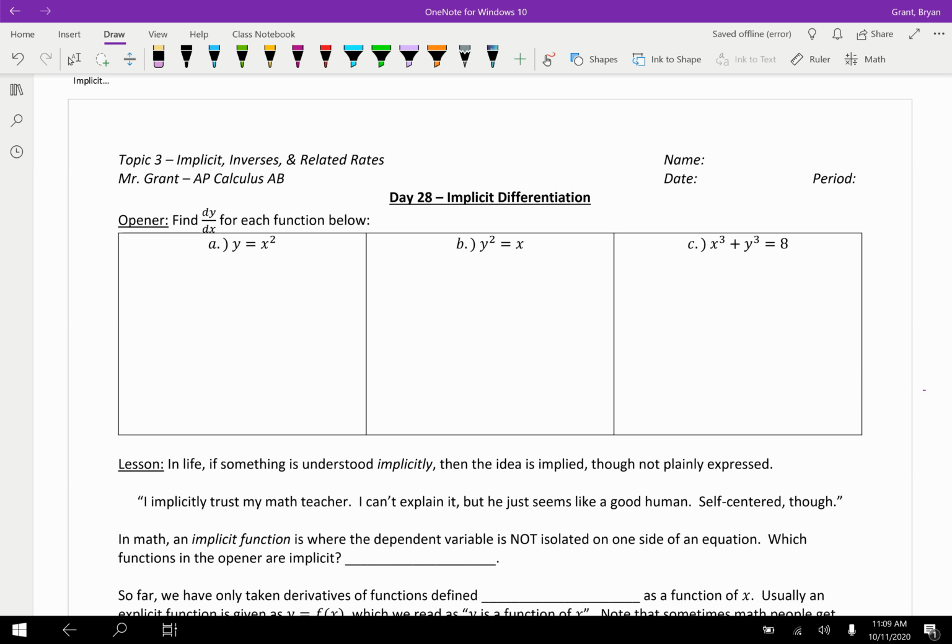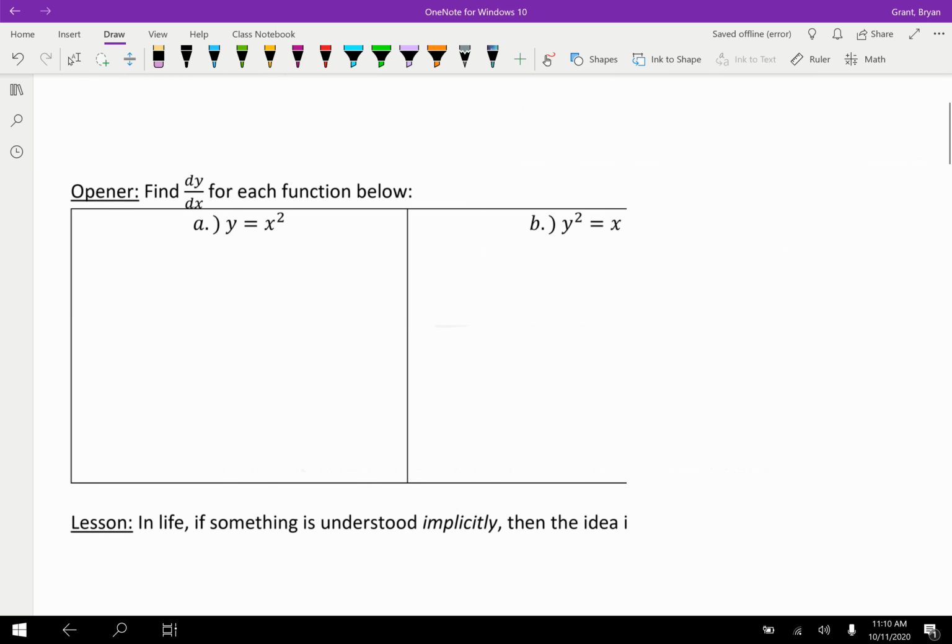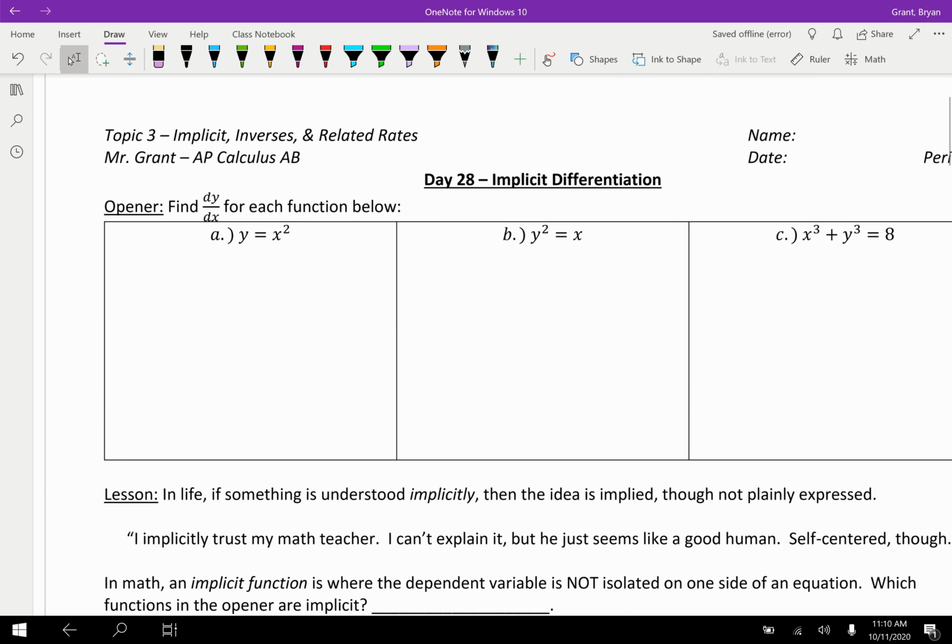Day 28 is our introduction to implicit differentiation. Your goal is to find dy dx, which is, of course, the rate of change of y as x changes for each function below. And actually, you should be able to do all of these, I think. So go ahead and with your group or on your own, find the derivative of each of these, and then we will discuss. Ready, set, go.